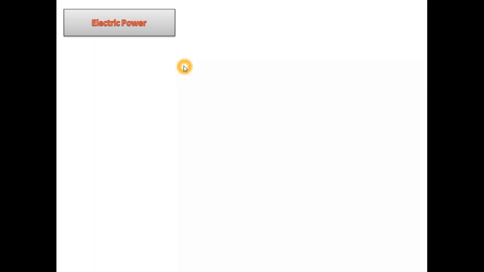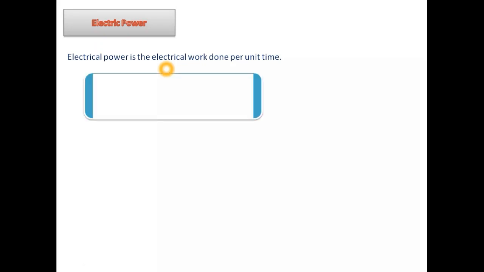Now, whenever an electric current flows through a conductor, electrical energy is used up, and we say that the current is doing work. We know now that the rate of doing work is called power. So, here electric power is nothing but the electrical work done per unit time. That means the rate at which the conductor is doing its work, consuming the energy, is known as electrical power.